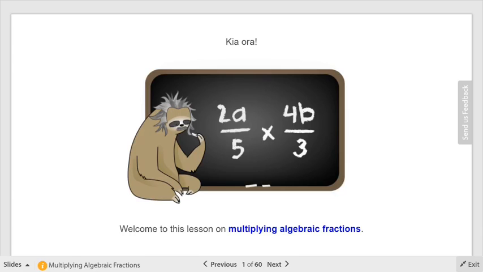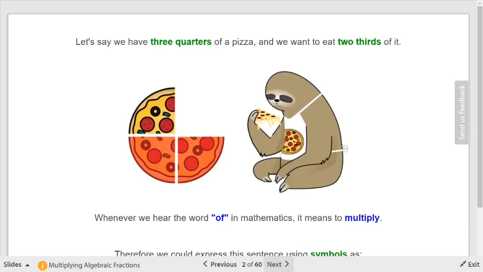Einstein, he's a genius. So, welcome to the lesson on multiplying algebraic fractions. Why do they call these algebraic fractions? Because they have variables in them, right? That's the only difference between arithmetic and algebra, isn't it? Excellent. So let's say we have 3/4 of a pizza and we want to eat 2/3 of it.